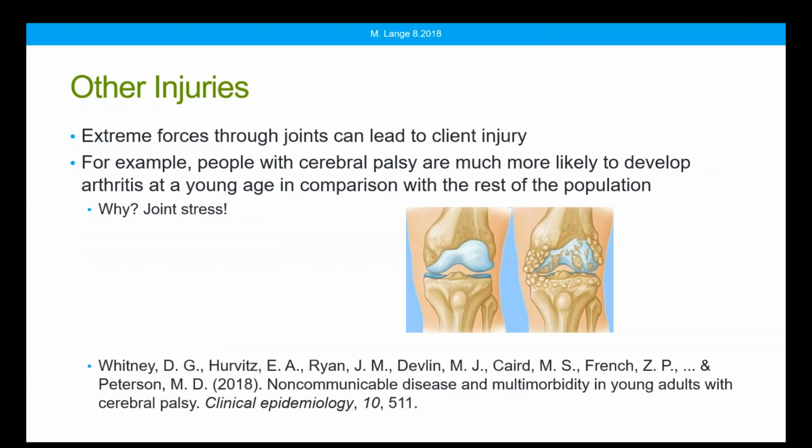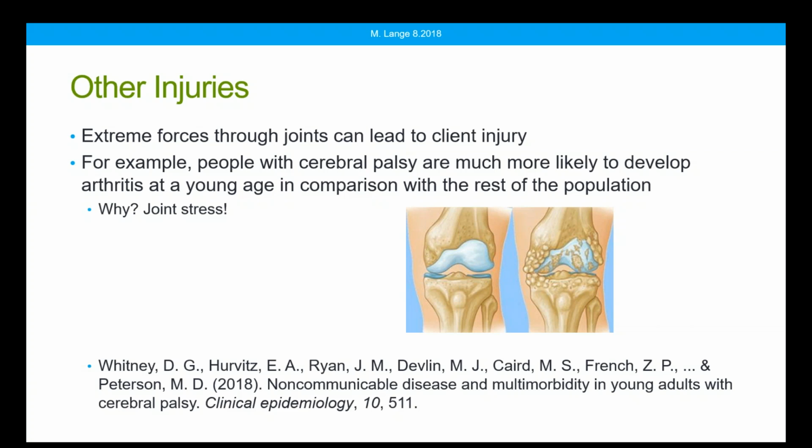There are other injuries that can occur as well. When someone is moving within their wheelchair and those forces meet unyielding surfaces, the seat, the back, the foot plates, that leads to a buildup of force in the joints of the client. There can be extreme forces occurring through joints such as the knees, the ankles, the hips.